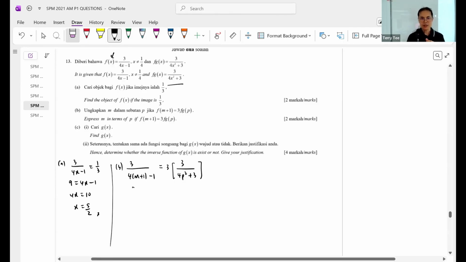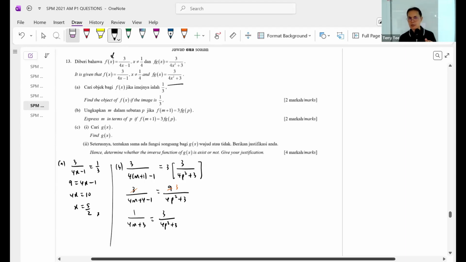Okay, let's simplify further. This is 3 over 4m plus 4 minus 1. This is 9, in fact, I'll just write 9 first, of 4p squared plus 3. Let us simplify further. This one I can cancel. I want to cancel this easier. This is 3. So let me write this as 1 over 4m plus 3 equals 3 over 4p squared plus 3. Let's cross multiply.